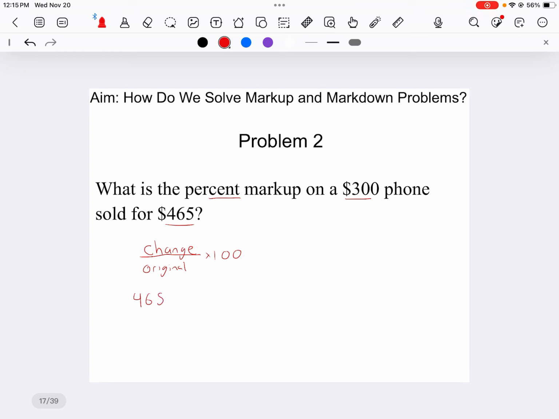So we have 465 minus 300 divided by 300, because that was the original price. 465 minus 300, 165 divided by 300 times 100. When we divide, we get 0.55, and we multiply that by 100, we get 55%. So it would be a 55% markup.